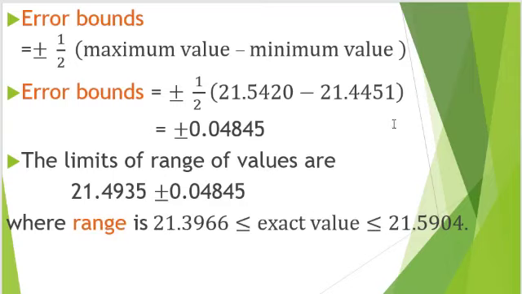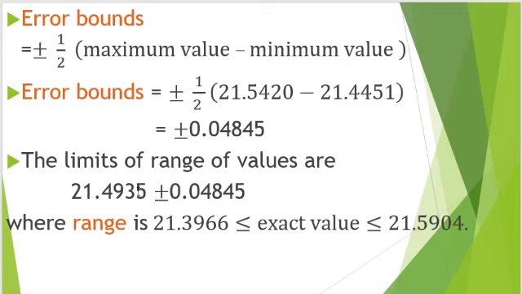Then we quote the formula: error bound is equal to a half of maximum value minus minimum value. Then we substitute: a half times maximum value 21.5420 minus 21.4451, which is equal to 0.04845.